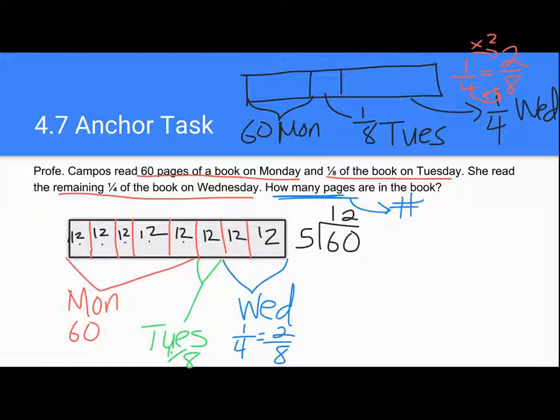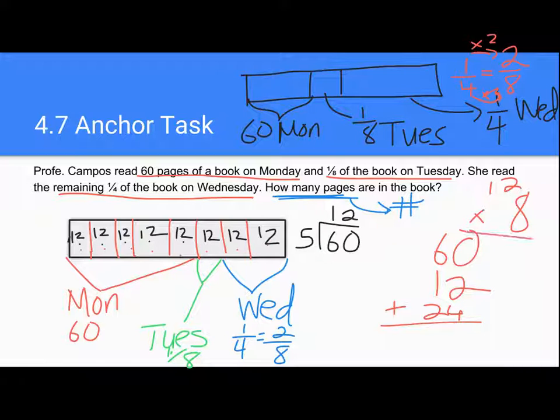So now if I go back to my question, how many pages are in the book? Well, I need to add up Monday, Tuesday, and Wednesday. Monday had 60. Tuesday was another 12 pages, and Wednesday was 2 boxes, so that's 24. The other way I could do this is, since I know there's 8 boxes, and each box represents 12 pages, I can multiply and know that there are 96 pages in the book. Let's make sure that works even with our addition. 0 plus 2 plus 4 is 6. 6 plus 1 is 7 plus 2 is 9. We still get the same answer. So there are 96 pages in the book.